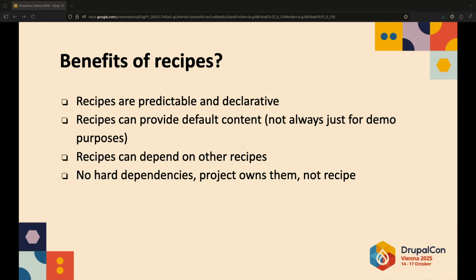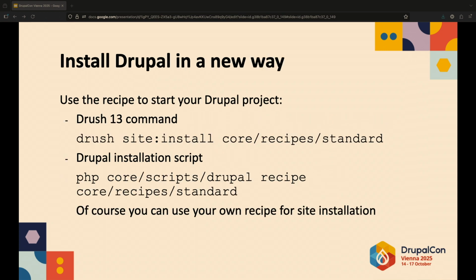Yeah, and a new way to install the recipe that you built in a nested way. You can use the standard site install command and then provide a path to this recipe, or just a Drupal installation script. And of course, you can create your own recipe for the site installation. We also learned during this conference that this new way is called a site template.